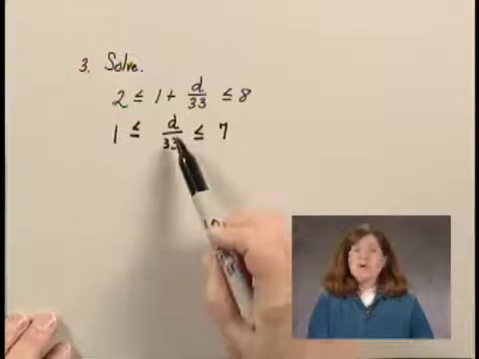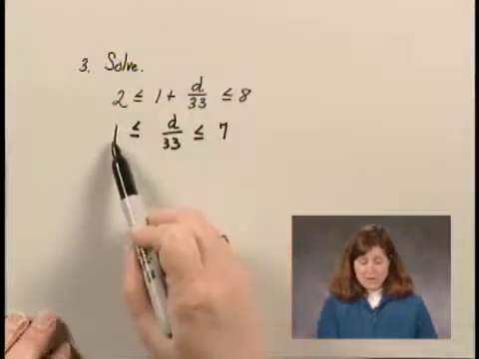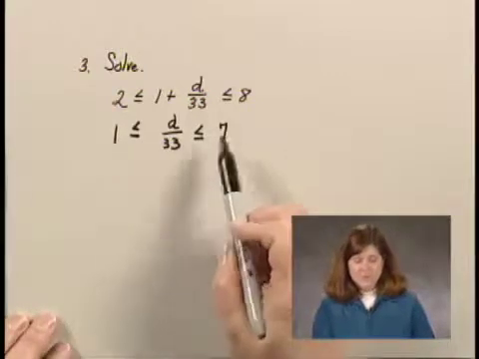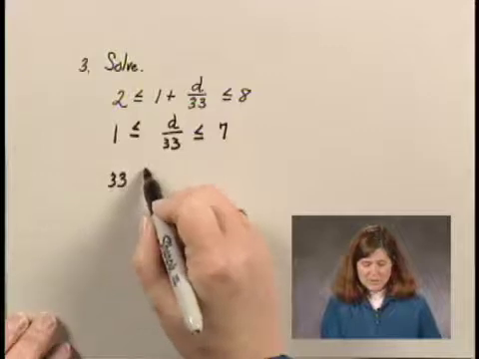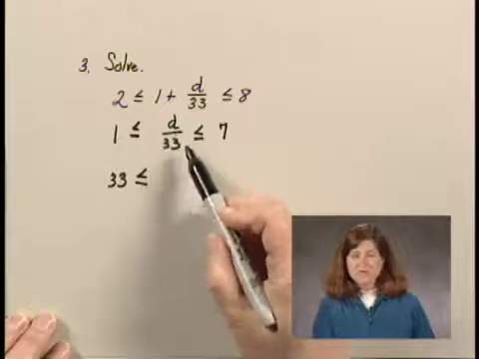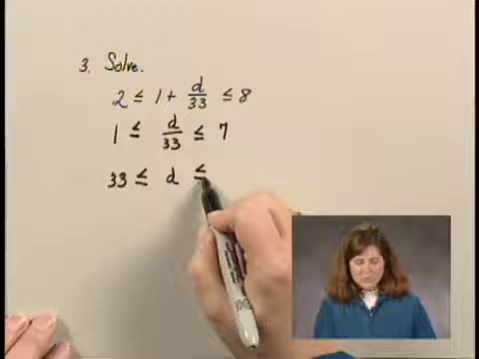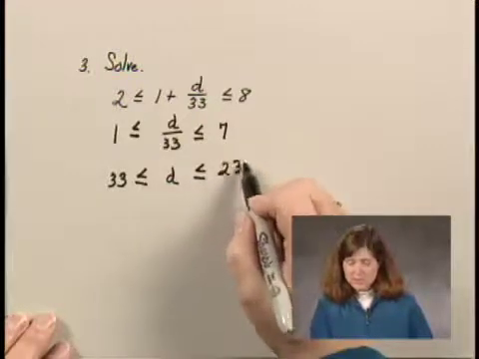Now in order to get D by itself, I want to multiply by 33. Again, I multiply this by 33, this by 33, and this by 33. 1 times 33 is 33. That's less than or equal to D divided by 33 times 33 is D. That's less than or equal to 7 times 33, which is 231.